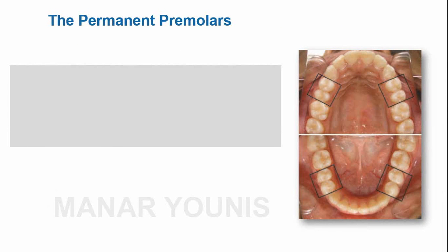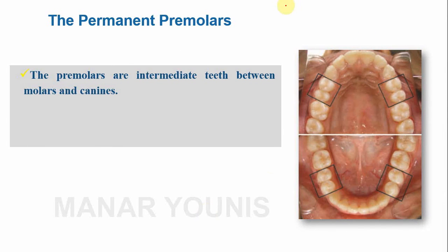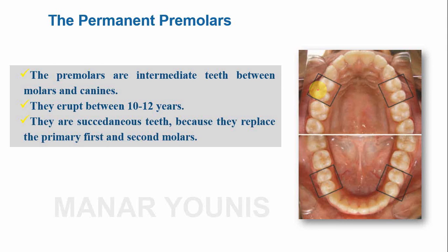Now moving to the permanent premolars. The permanent premolars are 8 in number. We have 4 in each arch, 2 in each quadrant, the first and second premolars. Premolars are considered intermediate teeth between molars and canines. Usually they erupt between 10 to 12 years, and in many instances they erupt before the canine. They are considered succedaneous teeth because they replace the primary first and second molars, so there are predecessors for the premolars.